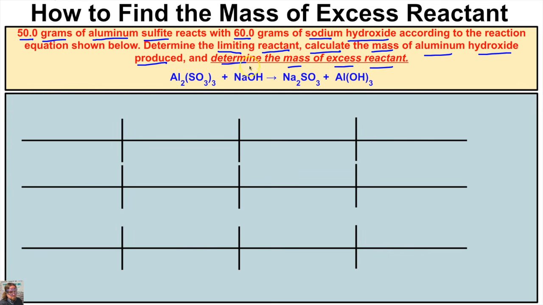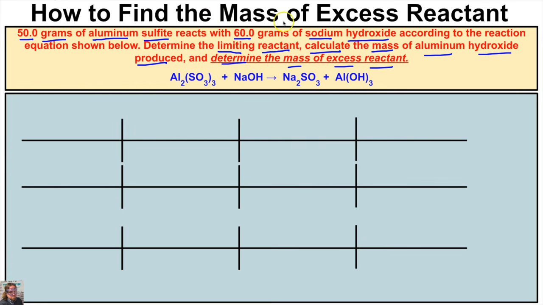We have a chemical reaction right here, in which 50.0 grams of aluminum sulfite is reacting with 60.0 grams of sodium hydroxide. We need to figure out, number one, which of these two reactants is going to run out first in the chemical reaction, which of these reactants is the limiting reactant, in other words. Secondly, we need to figure out how many grams of aluminum hydroxide will be produced. And third and finally, we need to determine the mass of the excess reactant. So, how do we do this? Well, let's go ahead and take a look at what's happening here.